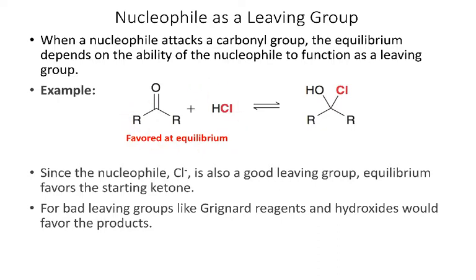On the other hand, some examples of strong nucleophiles that are bad leaving groups, these things are generally strong bases, right? Grignard reagents, hydroxides are all strong bases, meaning they're not very stable, and so they're not particularly good leaving groups, and then very often reactions with these species will favor the products.